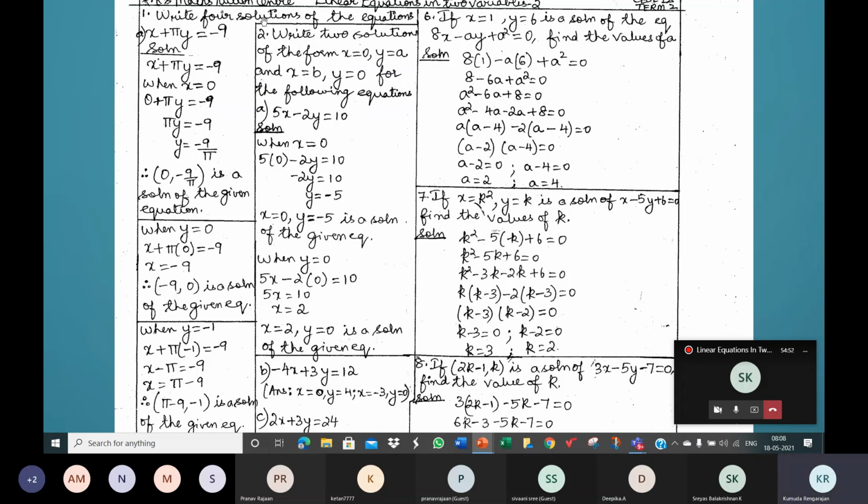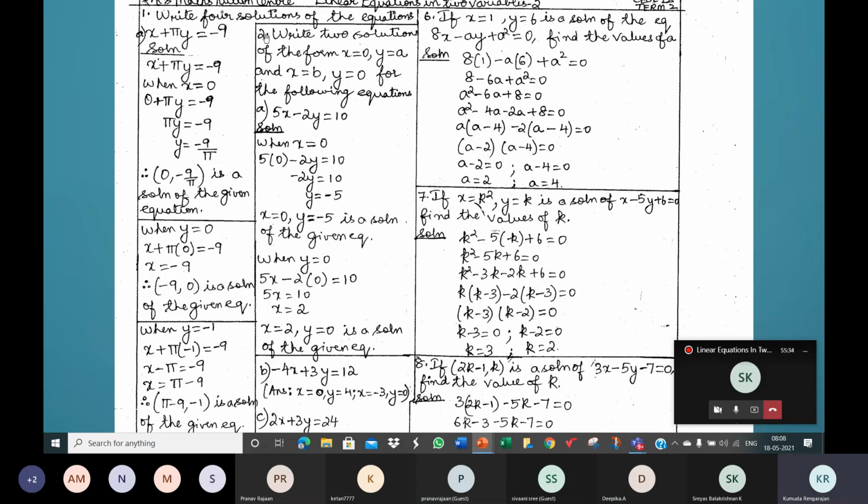What do we understand by this? Write 4 solutions of the equation x plus pi y is equal to minus 9. We are not requested to make the graph here. Without making the graph, you should find out there are infinitely many solutions because it's a straight line. Of those infinitely many points, you should find just 4 points. Write 4 solutions, meaning write 4 points that lie on the graph of this straight line. Please understand the question.